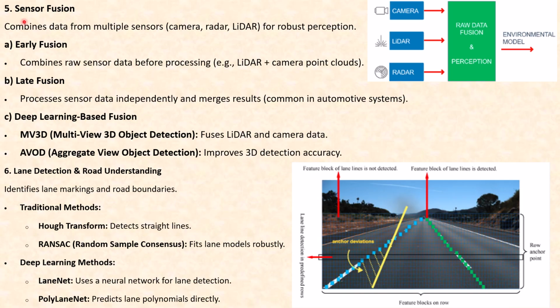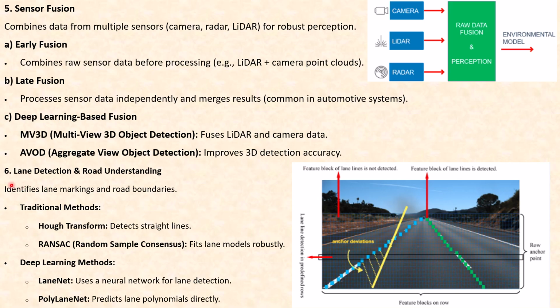Now comes the most important algorithm, which is sensor fusion. I have very clearly explained what is meant by sensor fusion, so I'll slightly breeze past these topics. First is early fusion. You fully know what is meant by early fusion: it combines the raw sensor data before processing. Late fusion means it first processes and then combines. Next is deep learning based fusion, MV3D, multi-view 3D object detection. It fuses LiDAR and camera data and aggregates view object detection. It improves 3D detection accuracy.